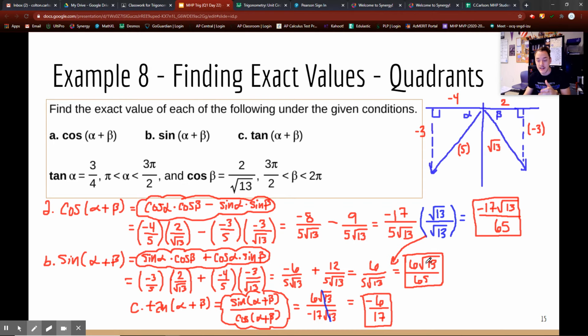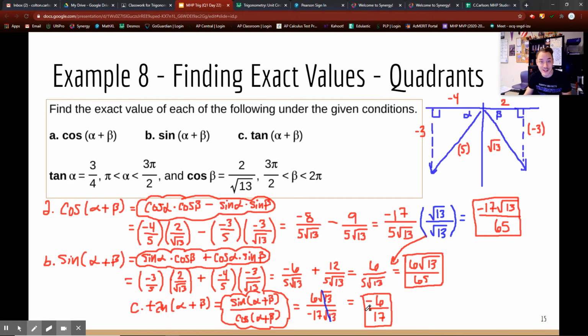So it's sine 6 times radical 13 all over 65, and then divided by cosine negative 17 times radical 13 all over 65. I didn't show the 65s going poofy, but that's okay. I'm pretty sure we're confident in that. We know that the 65s, when I put them on top of each other, will go poofy. And so I just did the numerators here. The negatives comes up top. The radical 13s go poofy, and now I have negative 6 all over 17.